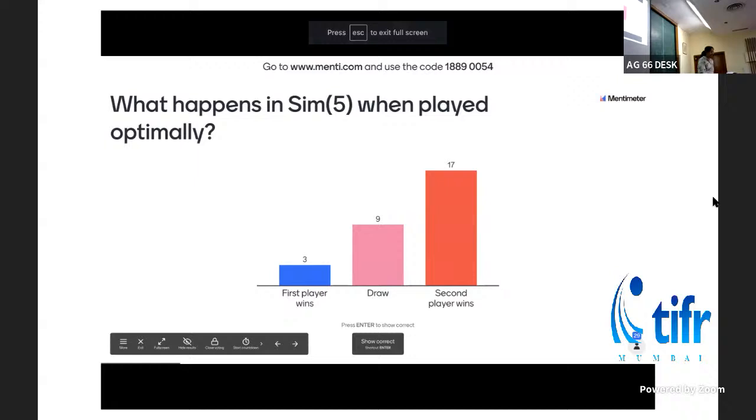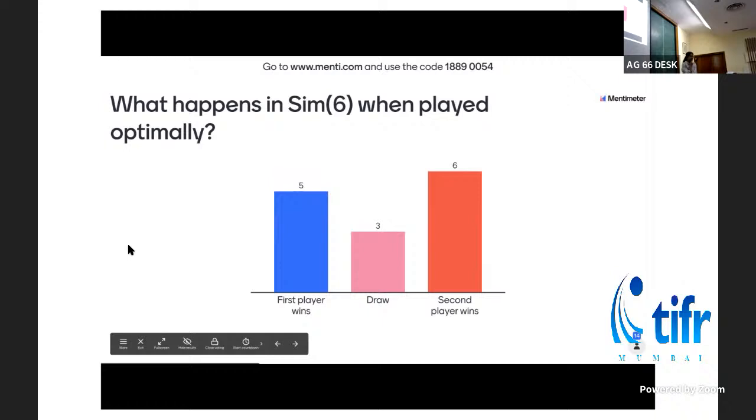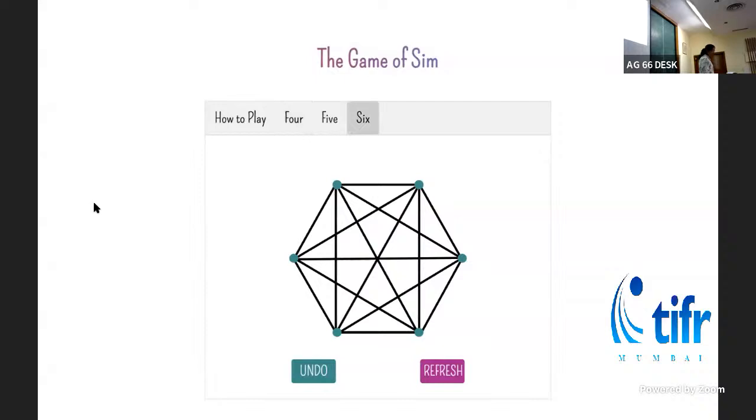For five vertices, it seems like there is more support for the second player, which is interesting. What about when there are six vertices? Okay, some of you think that this game can actually be drawn, and I claim that no matter how you play this game, it's impossible for the game to end in a draw. Some player is going to win, and just in the interest of time, I'm going to leave this as a bit of a puzzle.